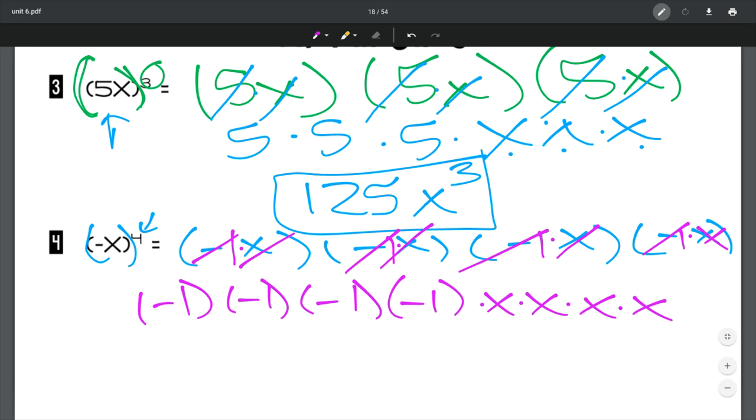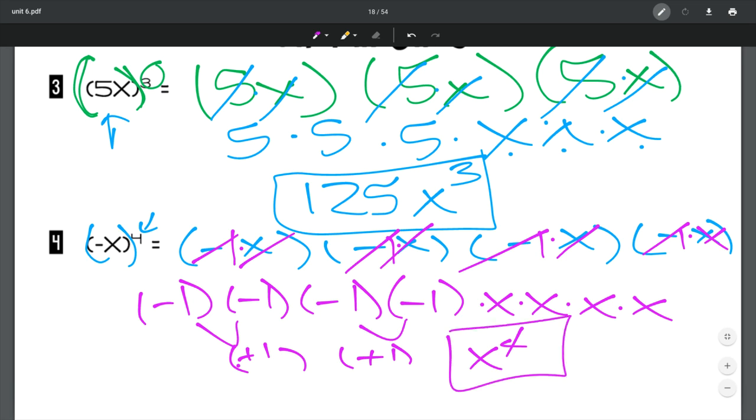Which now ends up getting you negative 1 times negative 1, which is a positive 1. And negative 1 times negative 1, another positive 1. And x to the fourth. And positive 1 times positive 1, it's just 1, so you get x to the fourth as your final answer. I just want to point out that this property right here is also on your formula chart. And it's actually called power of a power.